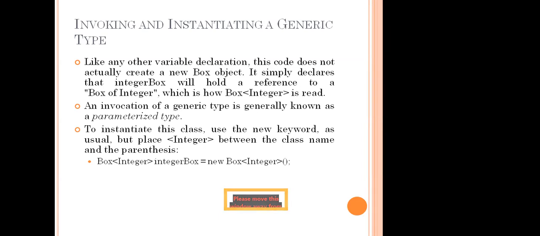To instantiate this class, use the new keyword. Generally, we know how to create an object in Java by using the new keyword. Same here. What is Integer capital B Box? Here Box is a class and integerBox is an object. We are creating an object for the Box class. That is everything we know. Previously we did not have this one, we did not have any Integer, but here we are going to write it.